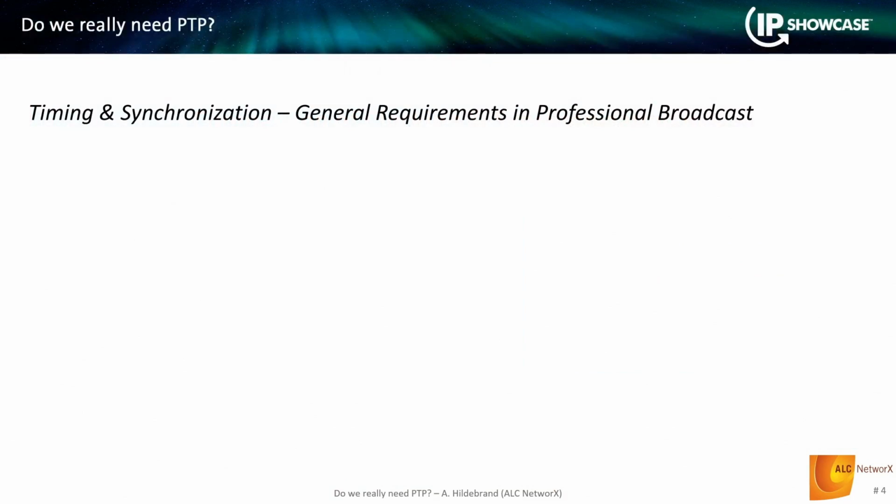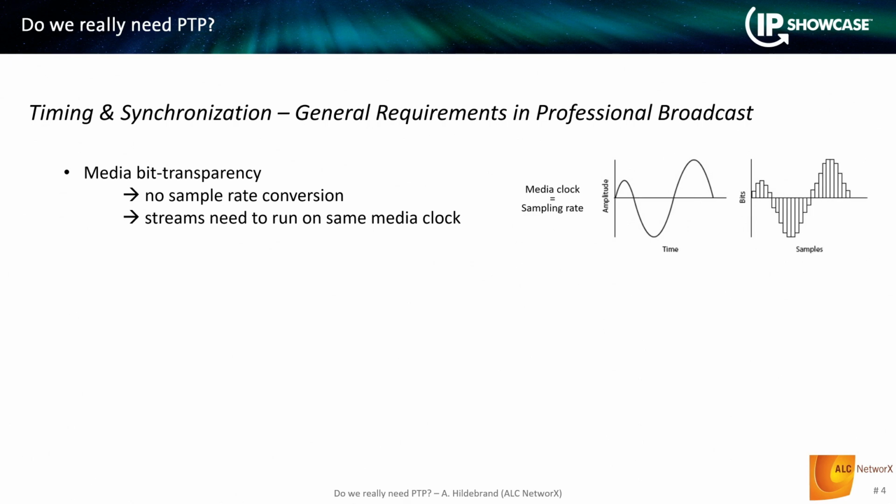The first few slides are to set the scene to really understand what this is about. First of all, we need to quickly look at the general requirements in professional broadcast applications. From the audio point of view, because audio is the most complicated, or the most accurate thing at all, video is somewhat more relaxed. So audio has the highest precision requirements, right? We definitely want to have the ability to transport media bit-transparently throughout the facility. That means we don't want to have sample rate conversion employed as a necessity, right? And that in turn means that all streams running around need to run on the same media clock or sampling clock, because if not, we need sample rate conversion to process the audio.